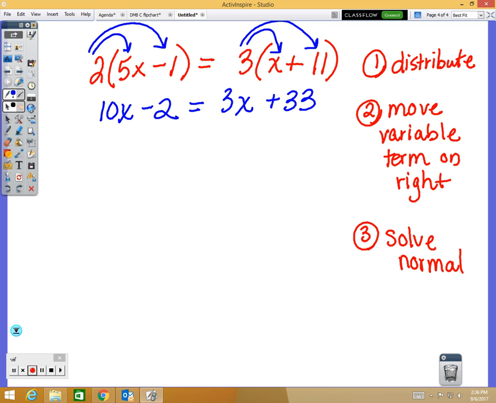Now I have an equation that looks like the ones that we just went through solving that you all did so well on. So the next thing that I want to do is the term that has the variable that's on the right, the 3x, I want to move it. So I'm going to subtract 3x from both sides to get rid of it. That gives me 7x.